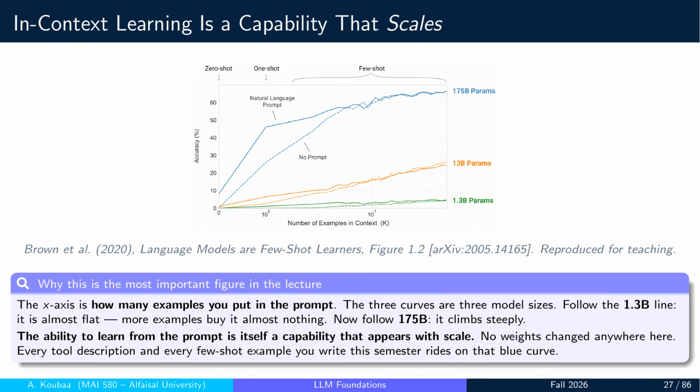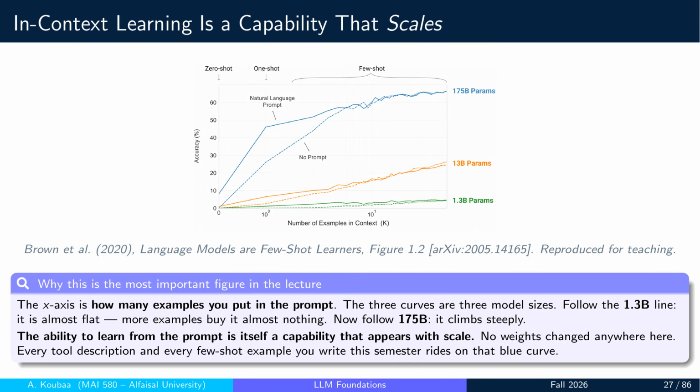So here is the conclusion. The ability to learn from the prompt is itself a capability that appears with scale. And notice that no weights changed anywhere in this figure. Every tool description and every few-shot example you write this semester rides on that upper curve.